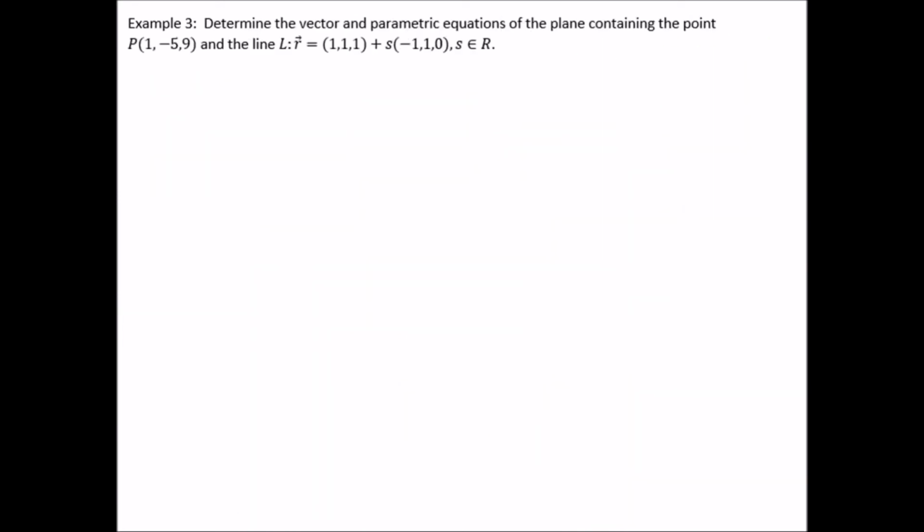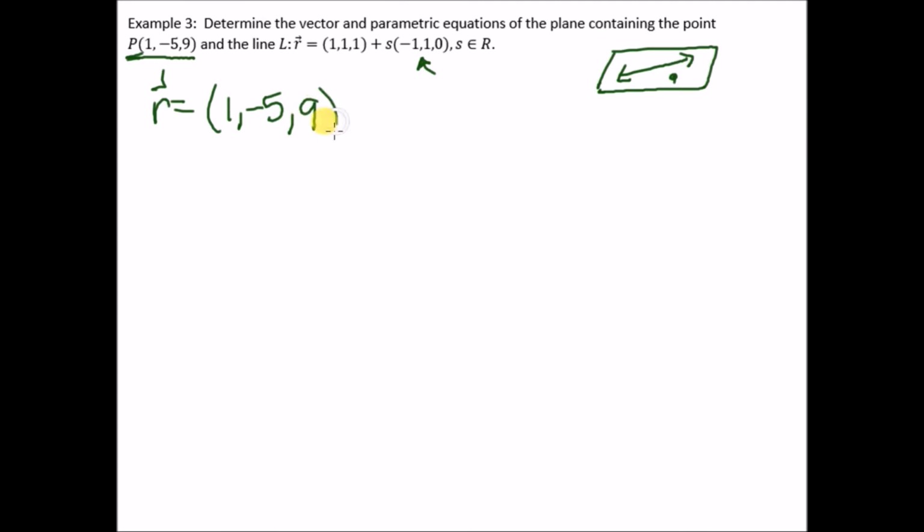Okay, example 3. Determine the vector and parametric equations of the plane containing this point, P, and this line. So what we have here is some plane, and it contains a line and a point. First of all, because it contains this line, it actually shares this direction vector. Let's start our equation. It contains the point P, so let's write the point P, 1, negative 5, 9.